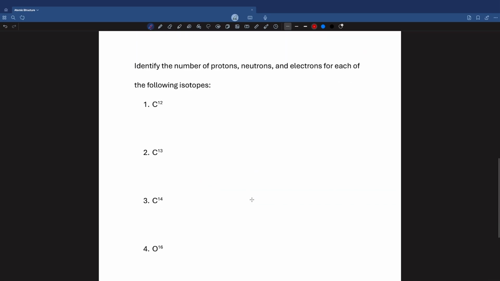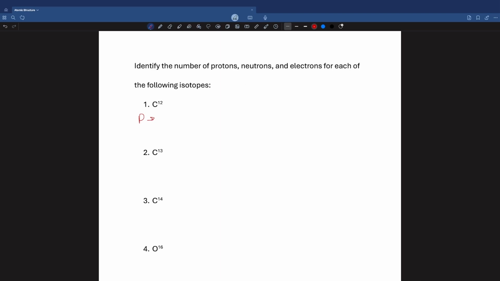Identify the number of protons, neutrons, and electrons for each of the following isotopes. I have a couple first problems, isotopes for carbon. And so let's figure out how many protons we should have for the first example, and then maybe evaluate what we can do from there. P stands for protons, just for the future of this video.